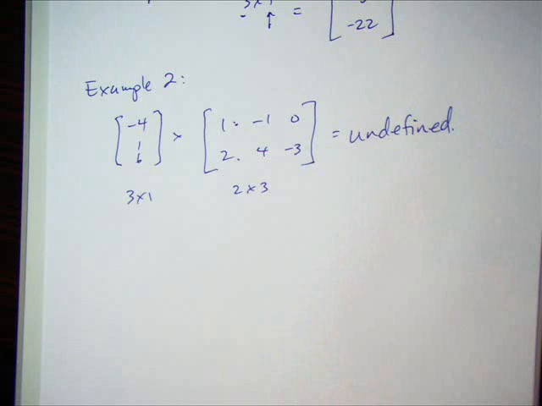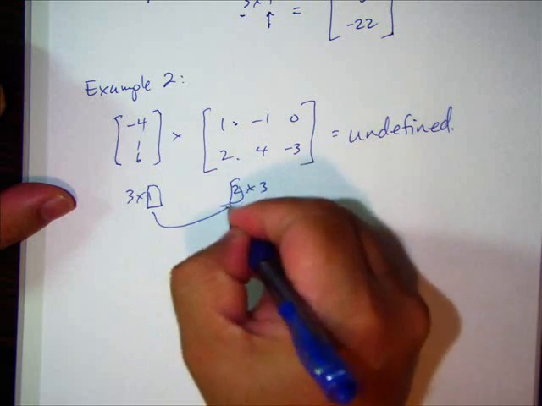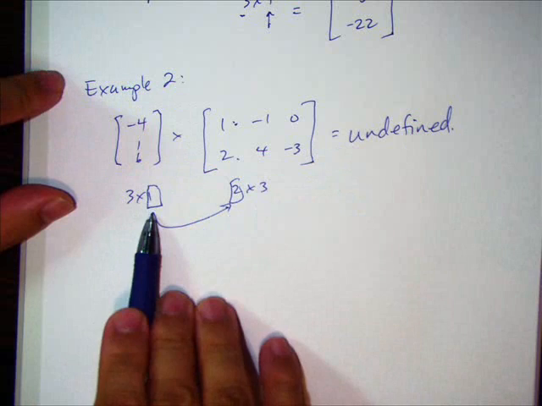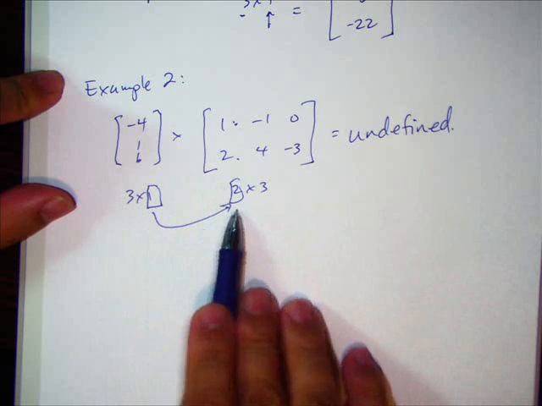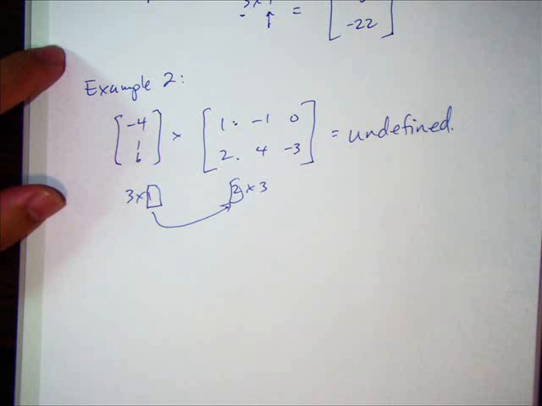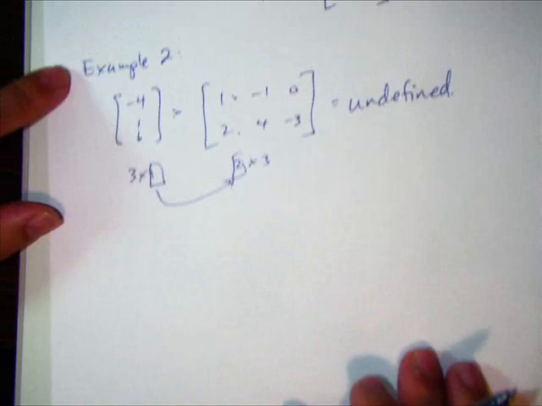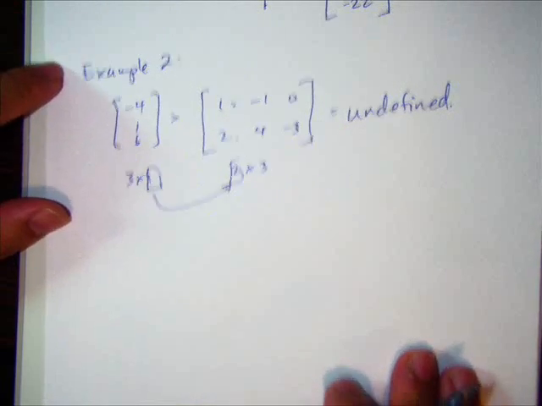If you didn't understand anything I just said, the key here is I have to have matching dimensions. The number of columns of the first matrix and the number of rows of the second matrix must be identical. If they are not identical, then we say it's undefined. The multiplication is undefined. The product is undefined.